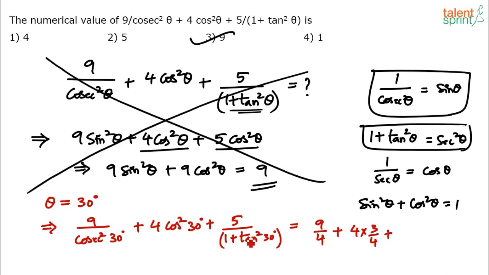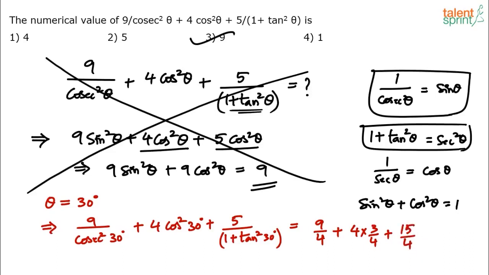Plus the last term now, 5 by 1 plus tan square 30. What is tan square 30? See, tan 30 is 1 by root 3, right? So tan square 30 will be 1 by 3. So 5 by 1 plus 1 by 3. 1 plus 1 by 3 will be 4 by 3. 5 by 4 by 3 becomes 15 by 4.